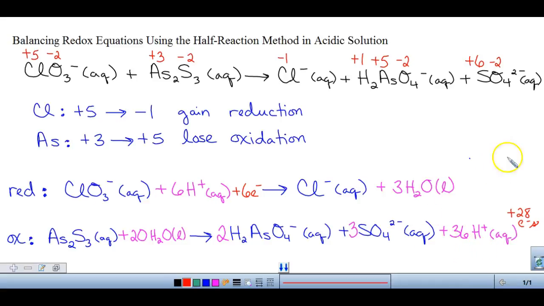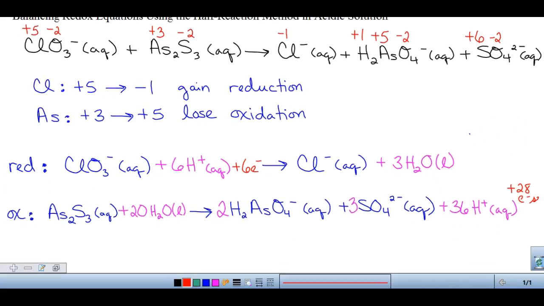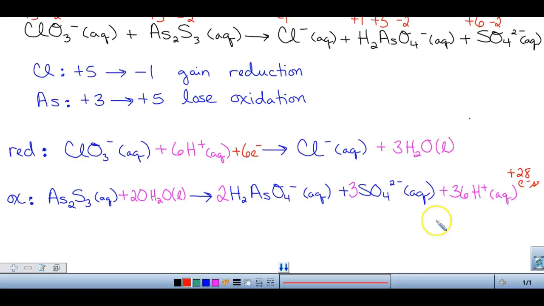Alright, so let's scroll down a little bit here. And we're not done. We have to make the electrons cancel out. You're going, how are we going to do that? We have 6 on this side and we have 28 on that side. Well, we're going to have to multiply by a common factor so that we end up with the same number. In order to make the electrons match, we are going to have to multiply both halves.